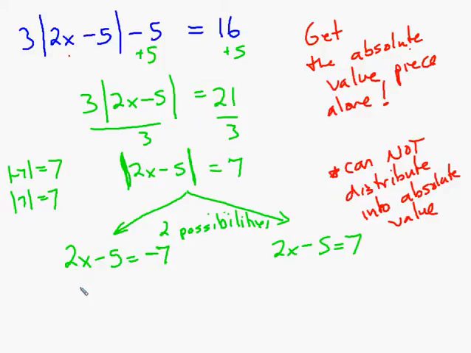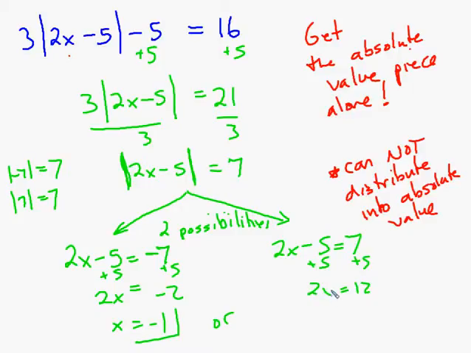Now we solve those. So now we're going to add the 5. These do take a little while. Divide by 2, and x is -1. Or, add 5, get 12, divide by 2, x is 6.